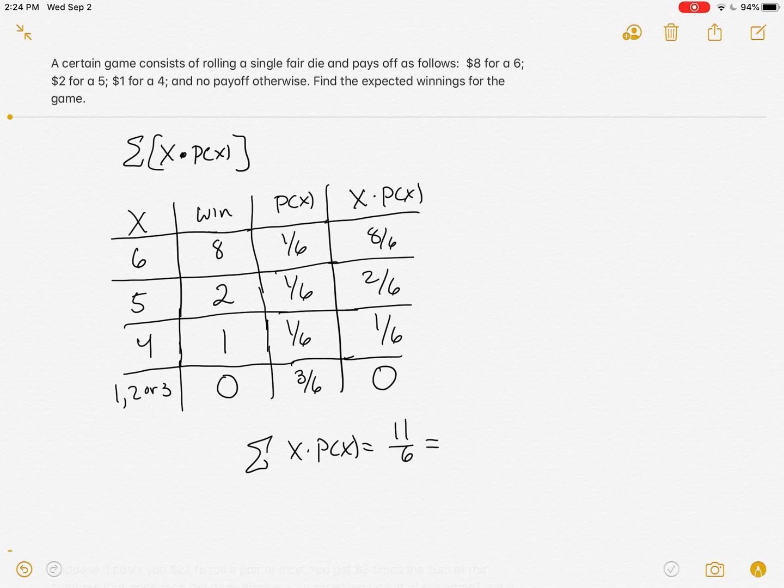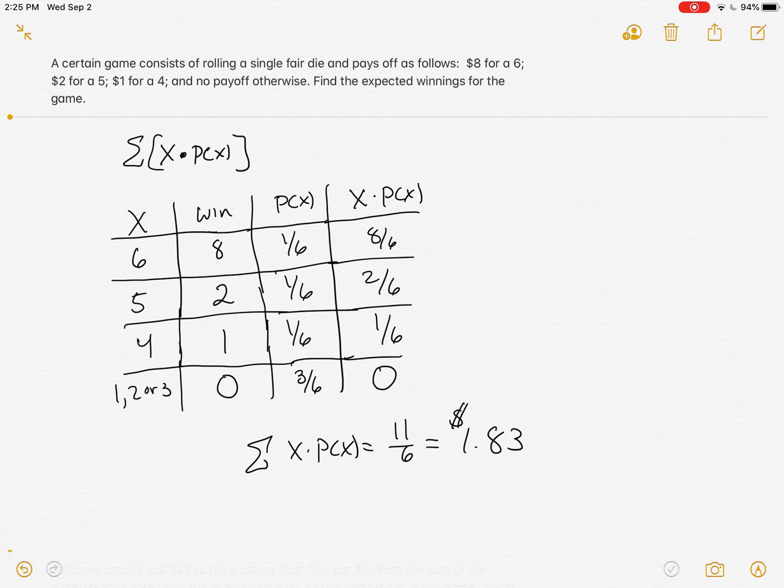Now they may want the answer as a decimal. I don't remember what they asked for in terms of that, but it is money. We wouldn't say I have 11/6 of a dollar. And so we have 11 divided by 6, and that is 1.83. $1.83 is the expected winnings. And so that's what you would expect to win.